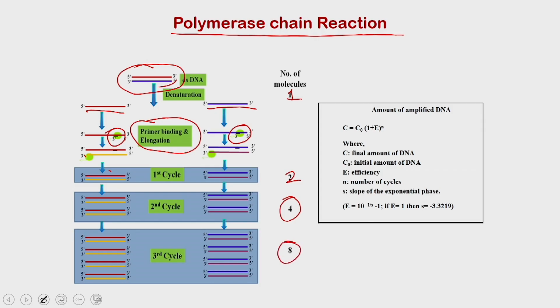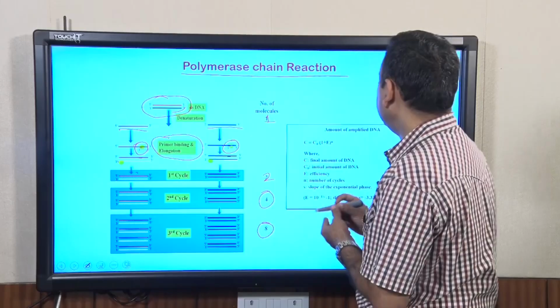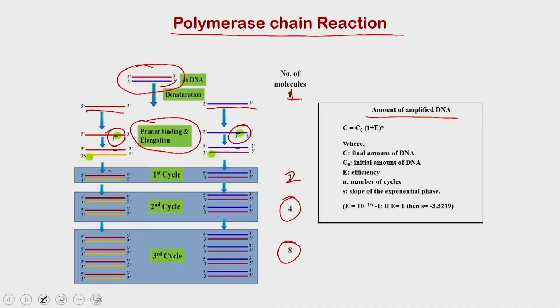So, what you see is that at every cycle the amount doubles, which means if you want to calculate how much amplified DNA you are going to get, the formula is C equals C0 (1 plus E) to the power n, where C is the final amount of DNA. So, suppose you started with 10 nanograms of DNA, then you can put that in as C0 and calculate the amount of DNA you are going to get.